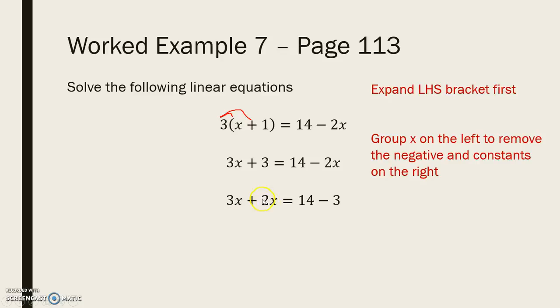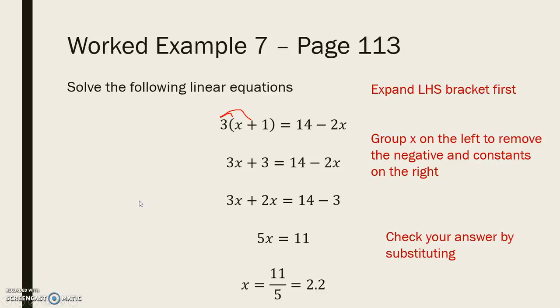So we end up with 3x plus 2x, the opposite of taking 2x. On the right, 14 minus 3 as we move it across to the other side. Group our like terms, you get 5x equals 11. If you get x by itself, you divide the 11 by 5, which equals 2.2. So either of those answers there are correct. Once again, substitute into both sides to see if our answer matches.